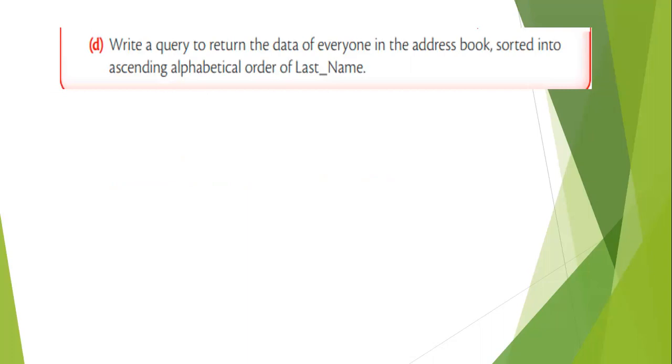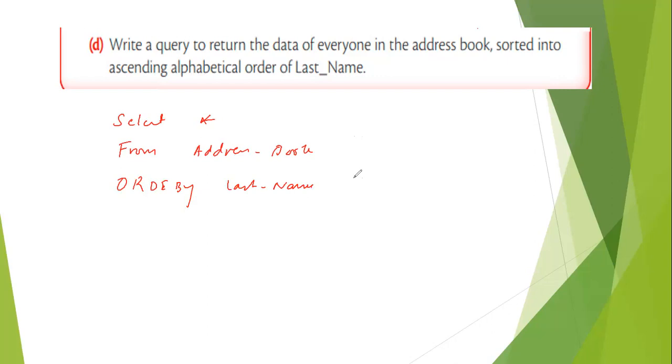Write a query to return the data of everyone in the address book and sort it into ascending alphabetical order of last name. So it would be select star, next line from address book. To sort, you will write the words order by, order by last name.